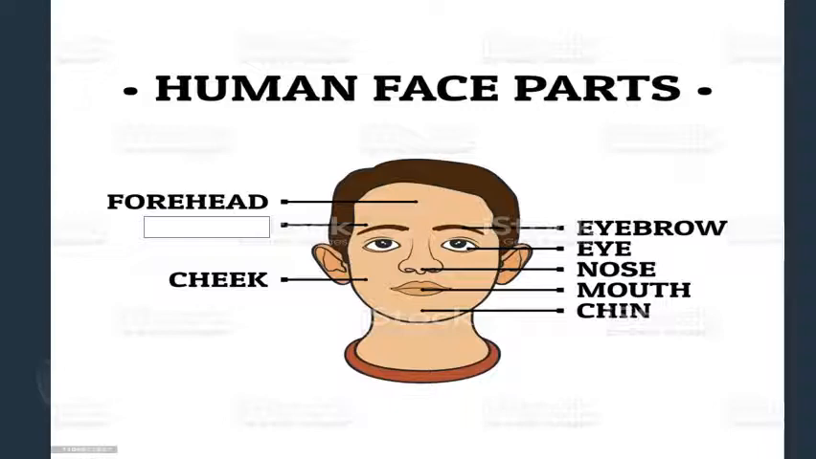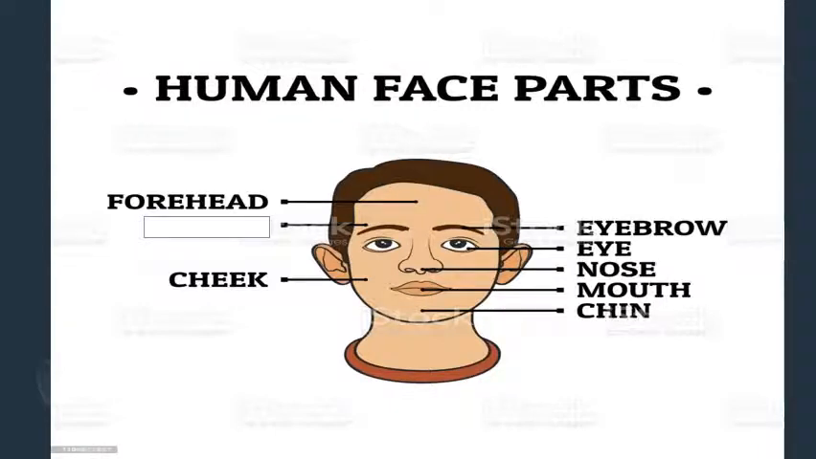Now when I say the part name, can you please touch your parts and show it to your parents? Yes, first is forehead. Where is your forehead? Right. Then eyebrows, eyes. Then your nose. Where is your mouth? Where is your chin and cheek? Now you know the different parts of your face, right? We have the hair also, which adds to the attraction of our face. We look beautiful when we have good quality hair, right?